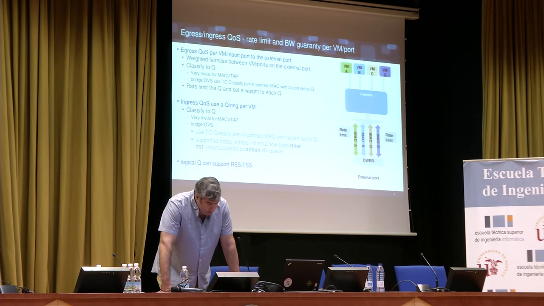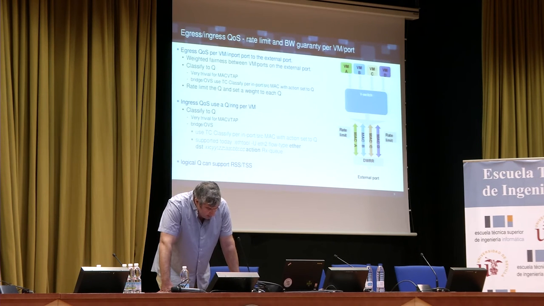So we would like to rate limit egress per VM or per port that comes to the virtual switch. And we want to do it on the external port. So first, what we need to do is classify those packets into queues. And this is done by the software.